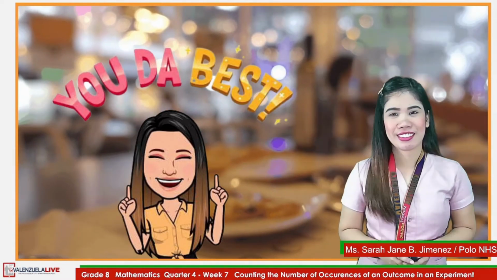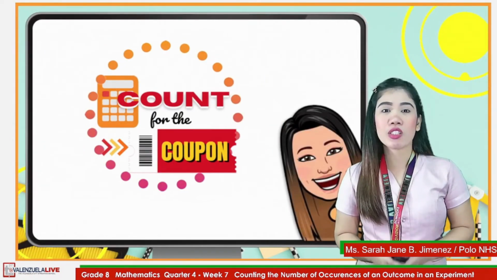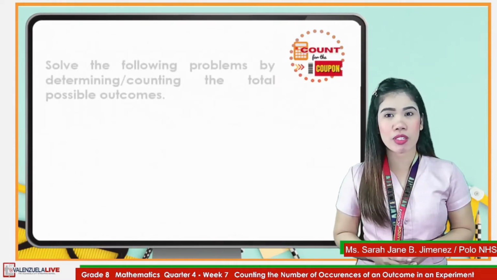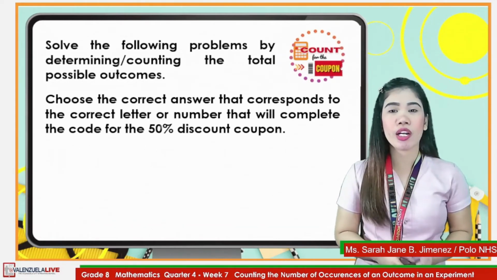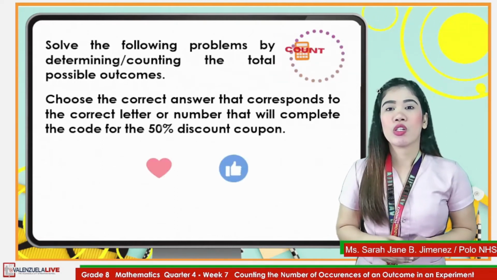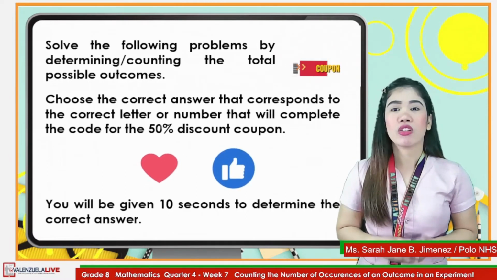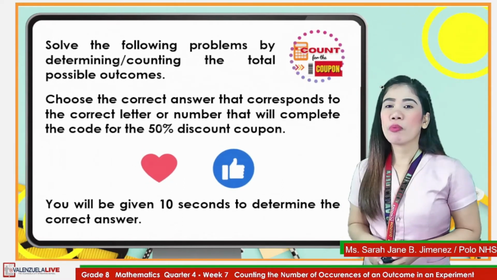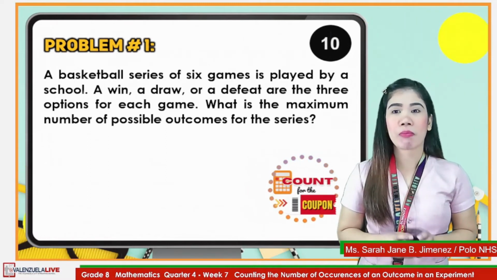That is awesome! Our next activity is entitled Count for the Coupon. We need to solve the following problems by determining or counting the total possible outcomes. Choose the correct answer that corresponds to the correct letter or number that will complete the code for the 50% discount coupon. Use the react buttons heart or like, and you will be given 10 seconds to determine the correct answer. Are you ready?